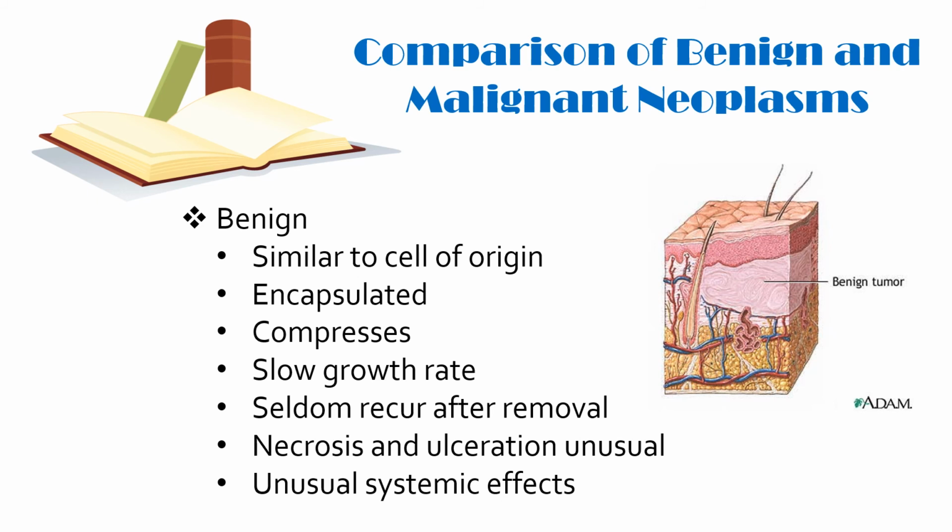So you also heard about a mass, no, na chine-check natin if it is benign or malignant neoplasm. So we have to differentiate benign and malignant. So when we say benign, it is similar to the cell of origin, and it is encapsulated, compresses, and has a slow growth rate. Ibig sabihin, hindi siya lumalaki. And it seldom recurs after removal. Kapag tinanggal siya, hindi siya bumabalik. Necrosis and ulceration are unusual, and there are unusual systemic effects.